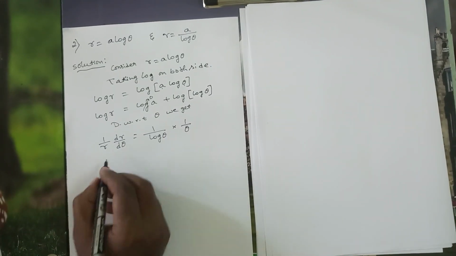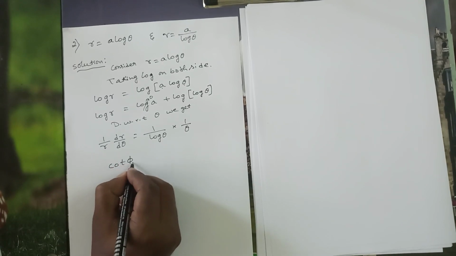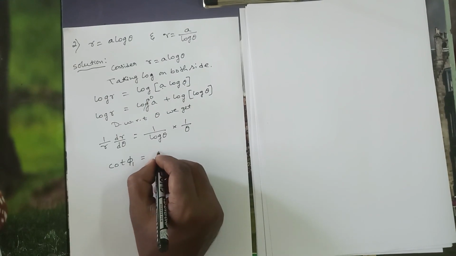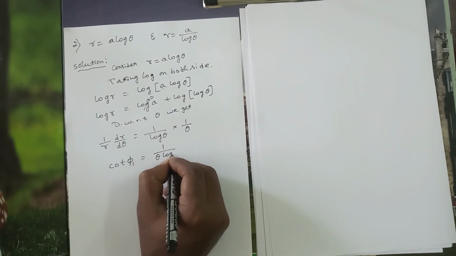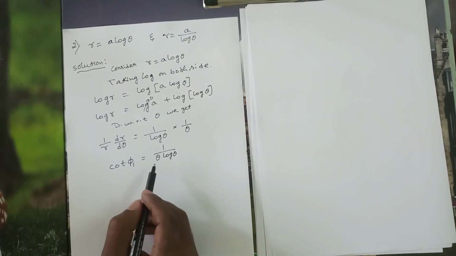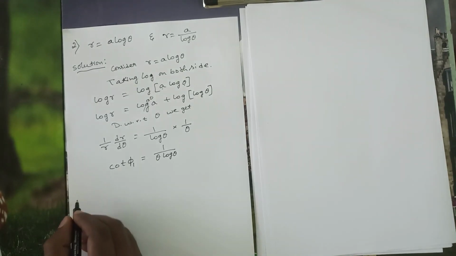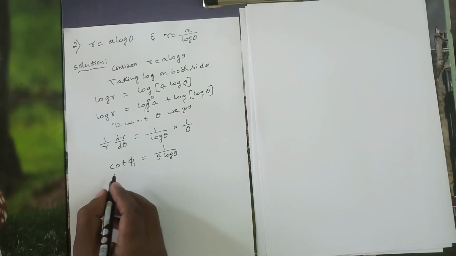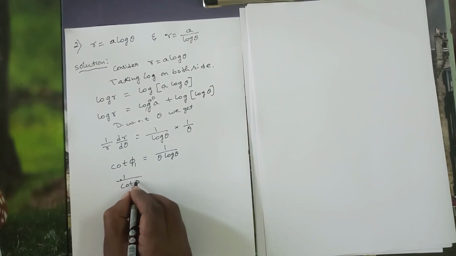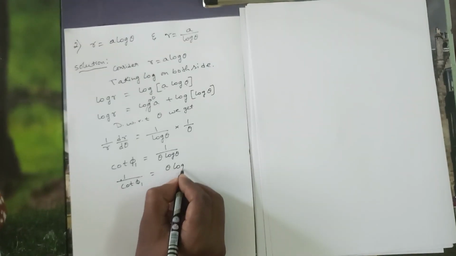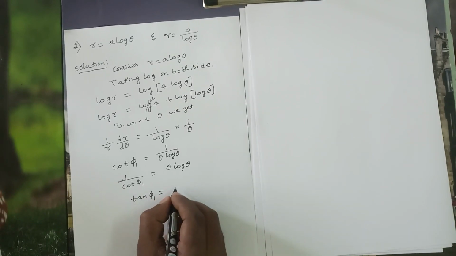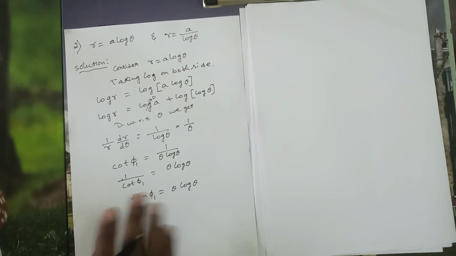So 1 by r into dr by d theta can be written as cot phi 1, since I'm taking the first curve. So cot phi 1 equals 1 over theta into log theta. I keep this as it is because you can't interchange anything here. Now you can convert it into tan by taking the reciprocal, so tan phi 1 equals theta into log theta.